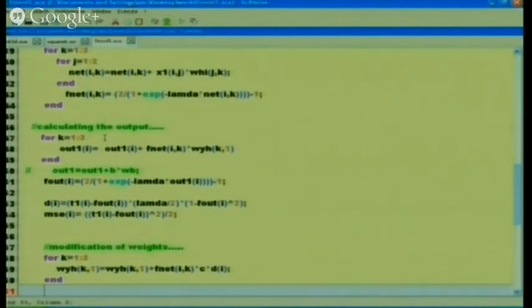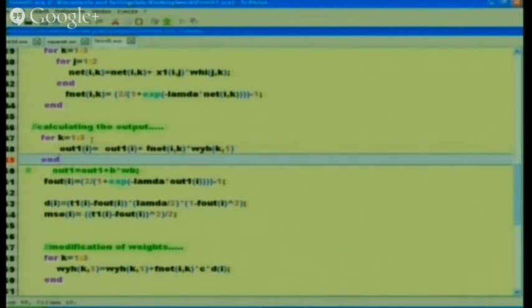Now this depends upon the number of neurons we are taking. out1 is equal to out1 plus f of net into wyh. Now this out1 is the output of the last neuron. The output for the last neuron is the input from all these 3 neurons, right? So for k is equal to 1 to 3, the neuron output is equal to this plus this. Then we can also take the bias inputs.